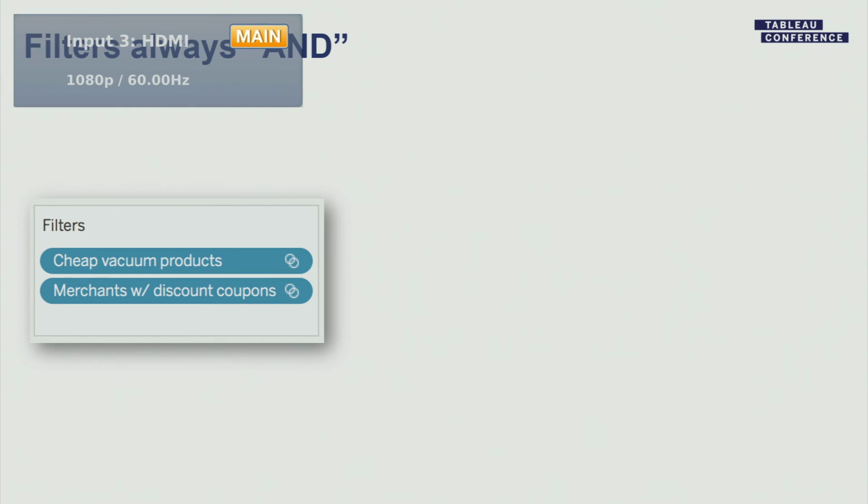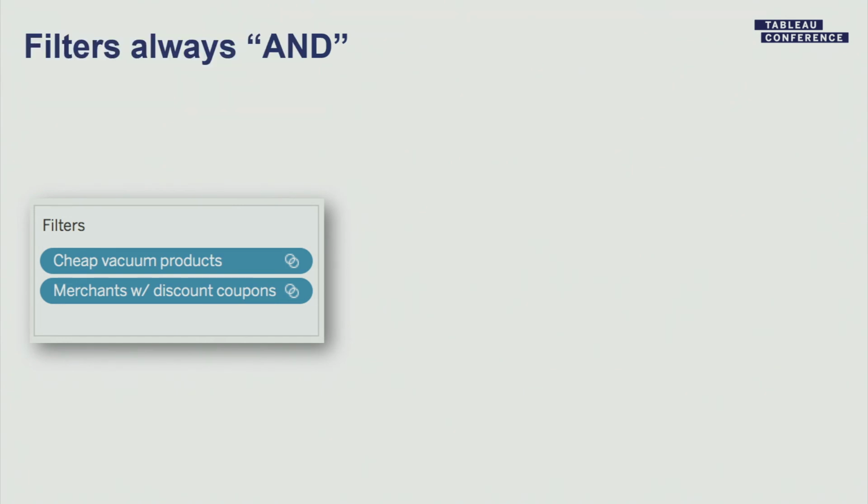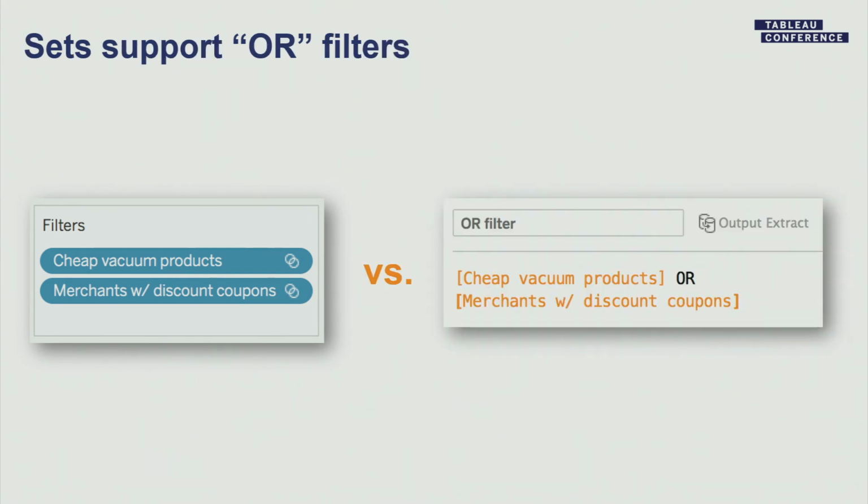So again, what happened, right? Filters always AND. We always get back the intersection of the conditions specified in the filter shelf. Whereas with sets, we can define OR filters. Filters that give us the union of two domains that we may be interested in.